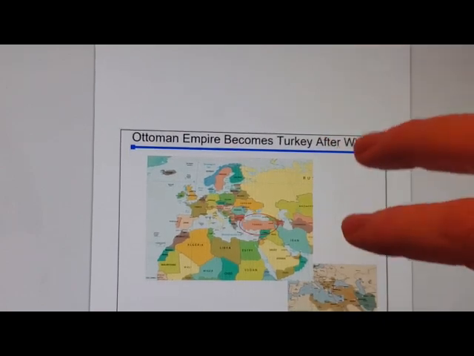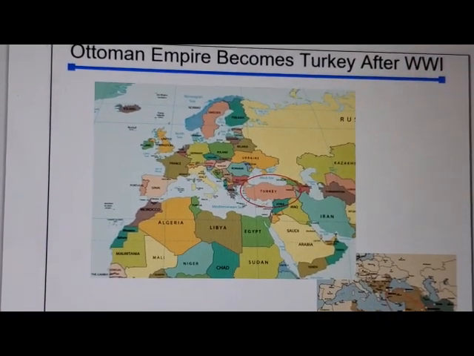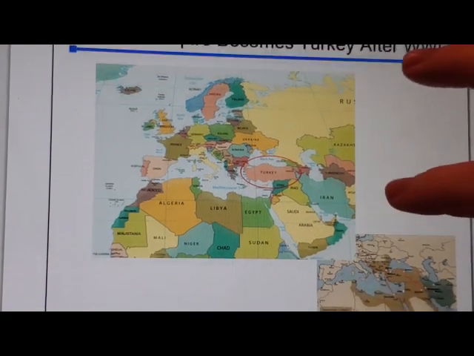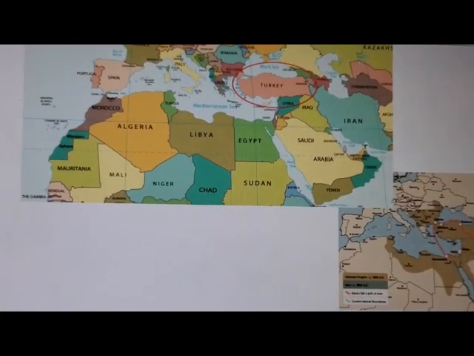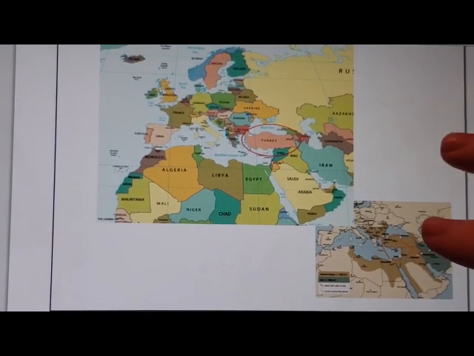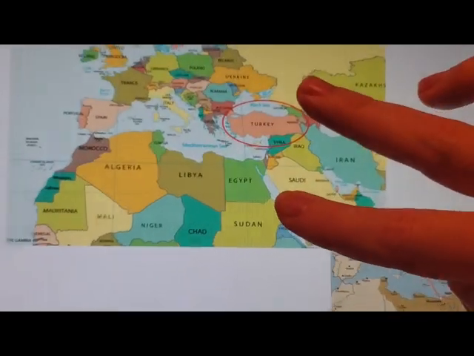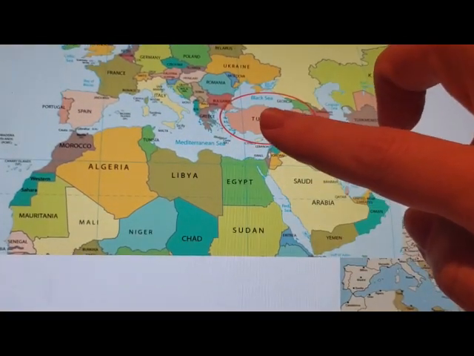So we'll now move on to the next slide. So here you see the Ottoman Empire. That was this whole area in brown here. Eventually, after World War I, they lost a lot of land and they became Turkey.